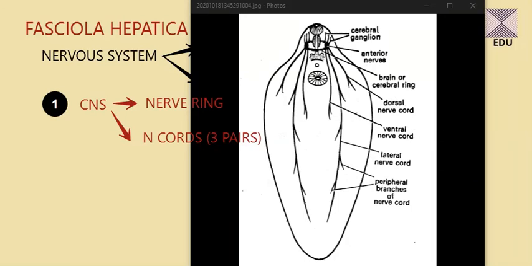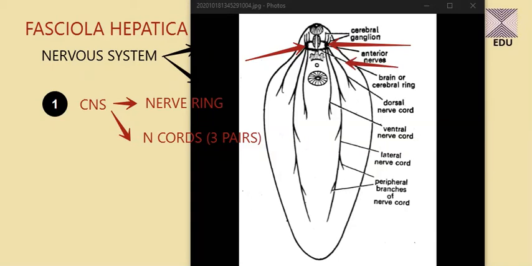Now students, you can very well see that first of all we have the central nervous system, and it is comprising of a nerve ring and three pairs of nerve cords. So this is the nerve ring which is present in the very center, and this ring is around the esophagus, and it has three main ganglia over it. So two are the cerebral ganglia which are on the lateral positions, and one is the ventral ganglion. So this is the position of the ganglia over the nerve ring.